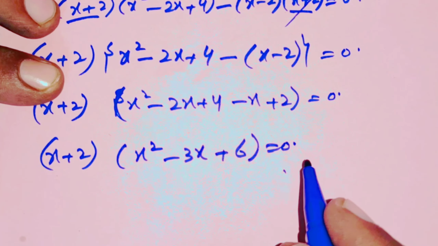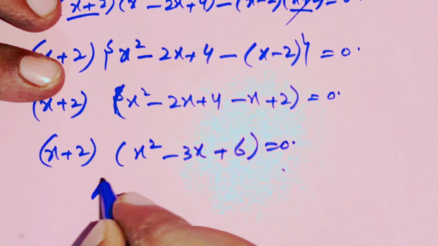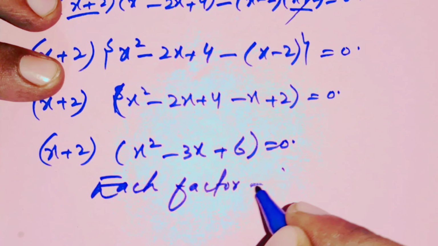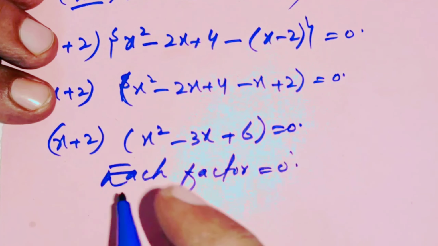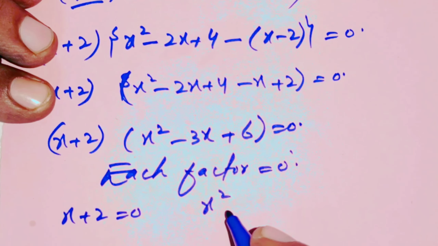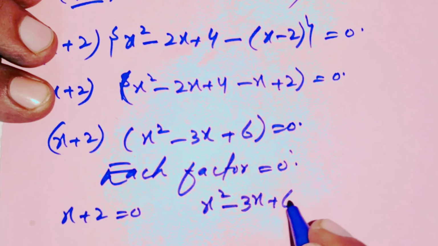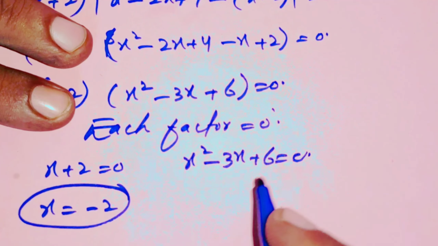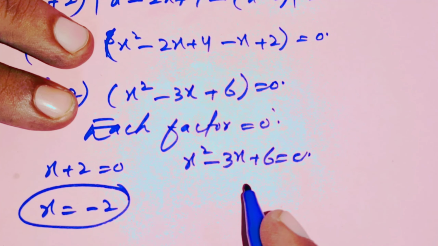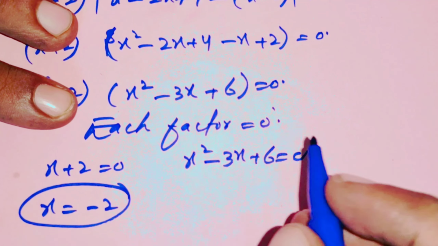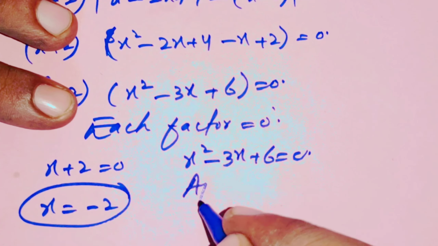We will keep both the terms equal to 0. Here we write each factor equal 0. So x plus 2 will be equal to 0 and x square minus 3x plus 6 equal 0. Here we get x equal minus 2, and we cannot solve this equation by splitting the middle term. So we will apply here the quadratic formula.